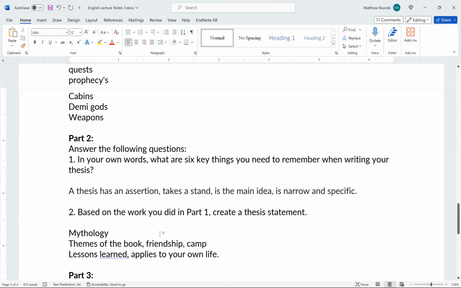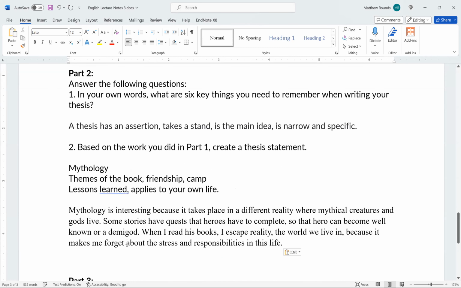All right. So let's see if I can grab something that you already wrote here, because this is really close to a thesis right here. So let's look at it. Mythology is interesting because it takes place in a different reality where mythical creatures and gods live. Some stories have quests that heroes have to complete so that the hero can become well-known or demigod. When I read his books, I escape the reality, the world we live in, because it makes me forget about the stress and responsibilities in this life.